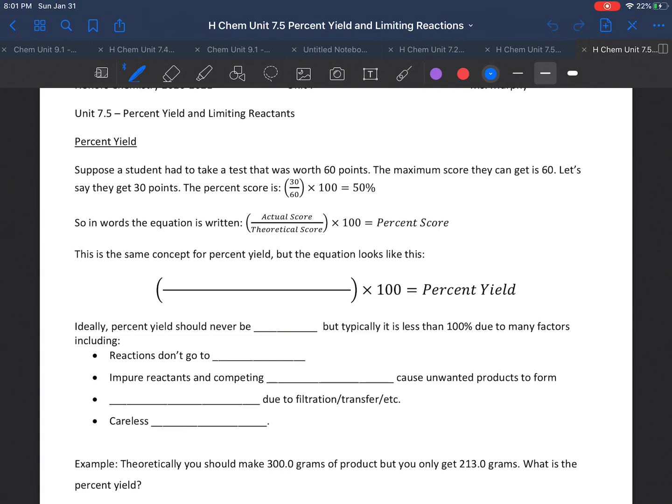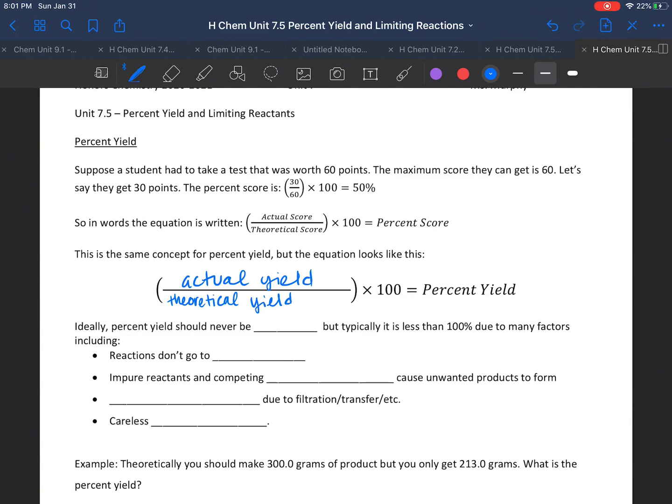This is the same idea for percent yield, but instead we typically talk about it in mass. So we're going to have an actual yield over some theoretical yield, and then we times it by 100 to get our percent yield.